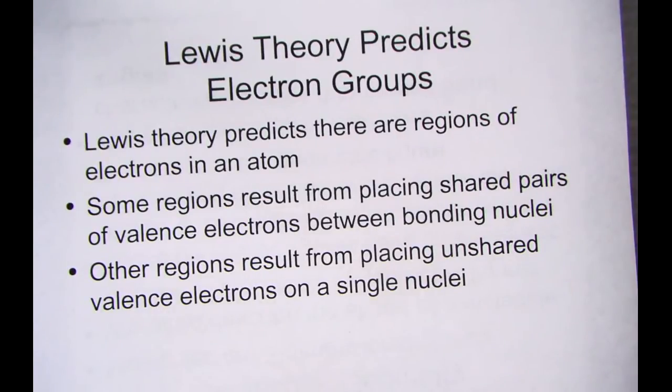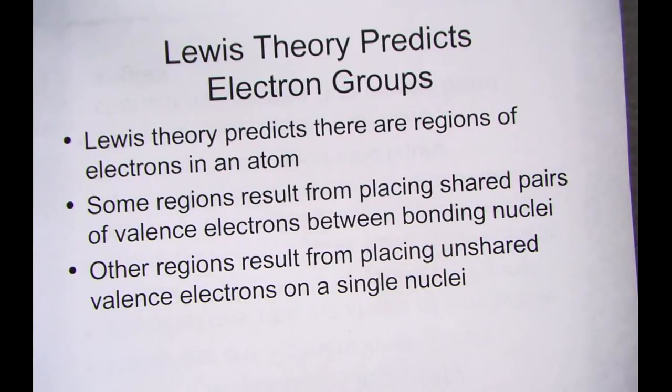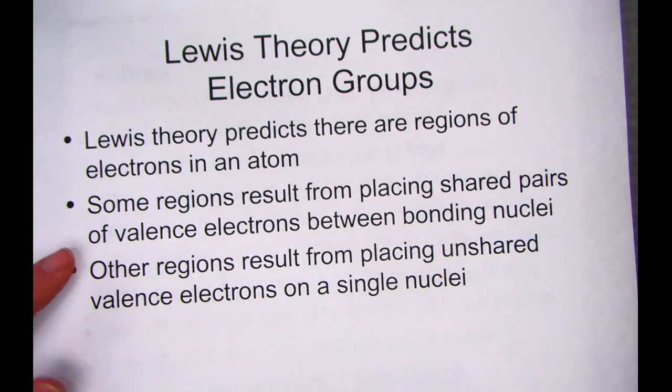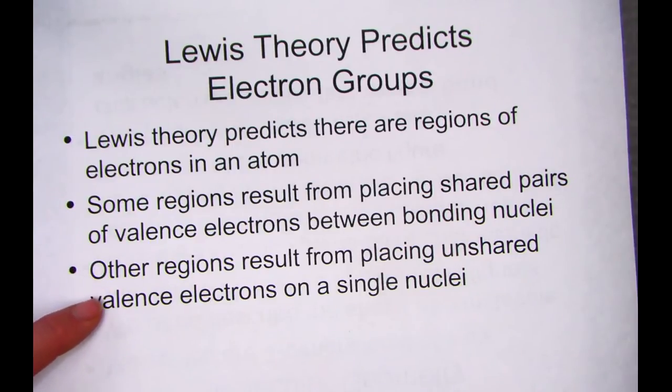Now, the Lewis theory of bonding, or the electron dot structure, also known as Lewis dot structure, predicts that there are regions of electrons in an atom. Some regions result from placing shared pairs of valence electrons between bonding nuclei. Other regions result from unshared valence electrons in a single nucleus.